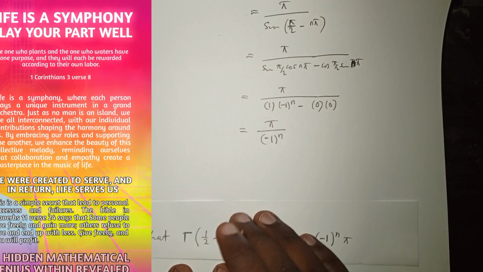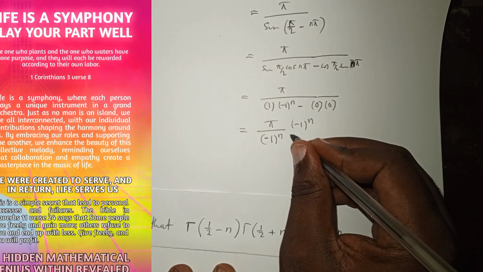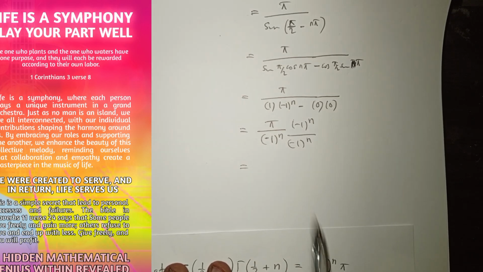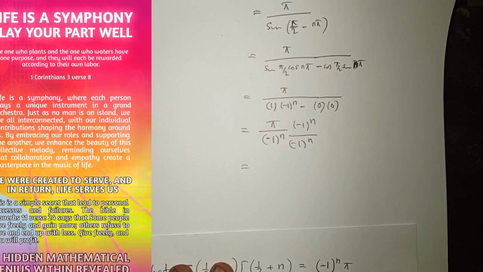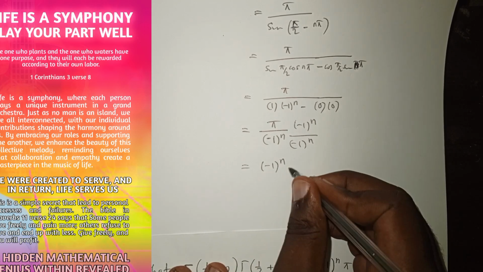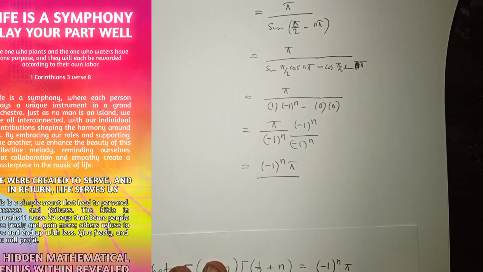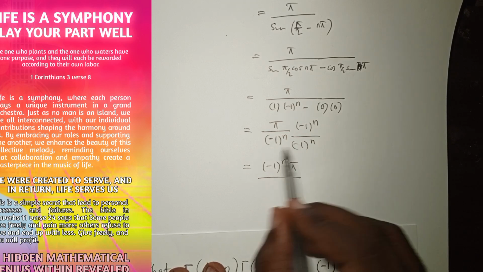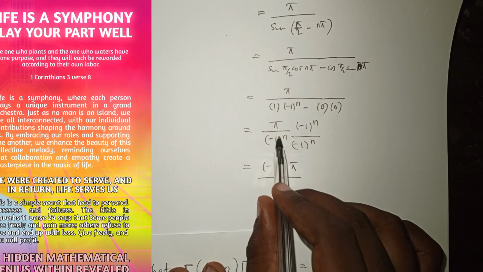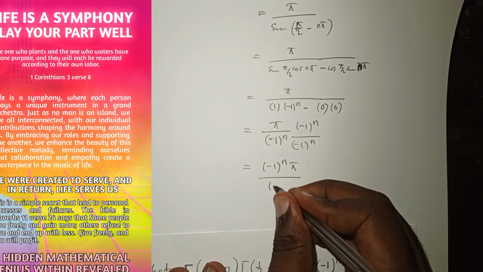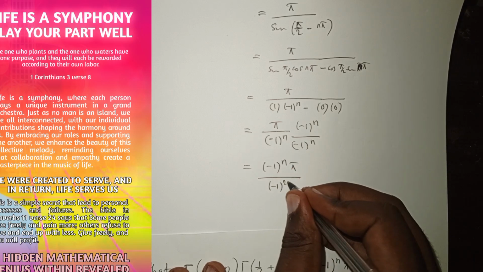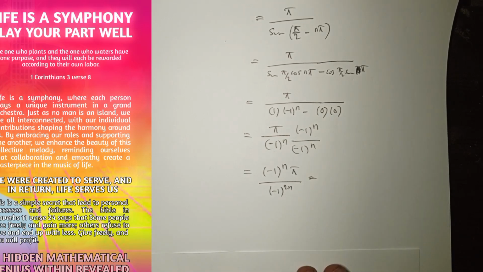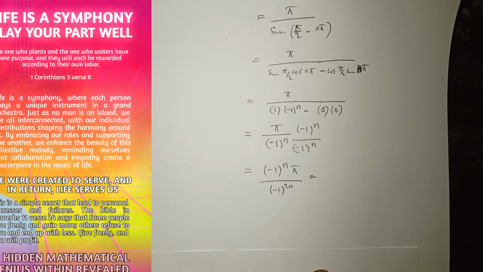So we'll multiply minus 1 to the power n to the numerator as well as to the denominator. So this is equal to pi multiplied by minus 1 to the power n over minus 1 to the power n multiplied by minus 1 to the power n. Since we have the same bases, we are going to add just the powers. So we are going to have minus 1 to the power n plus n, that is 2n. And we know that 2n is an even number.